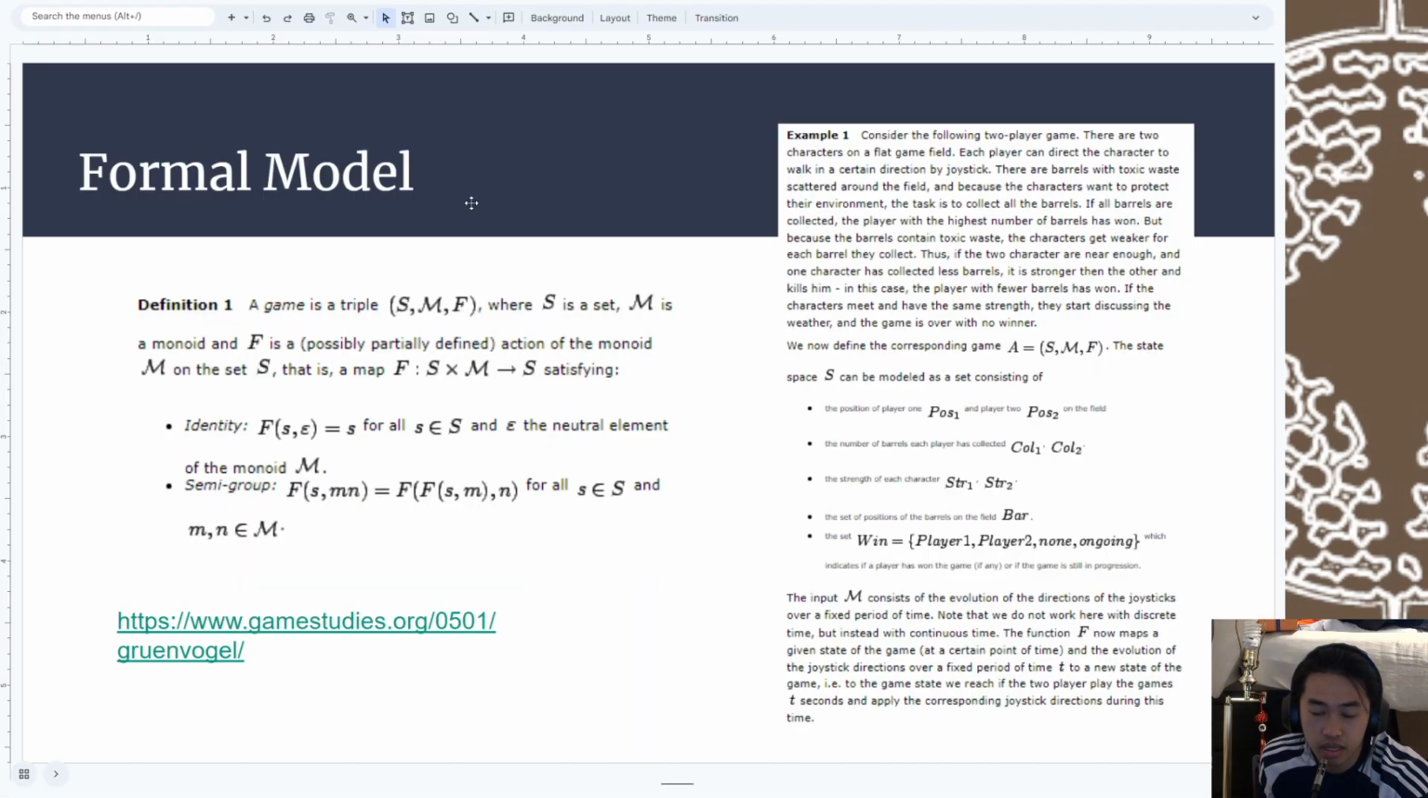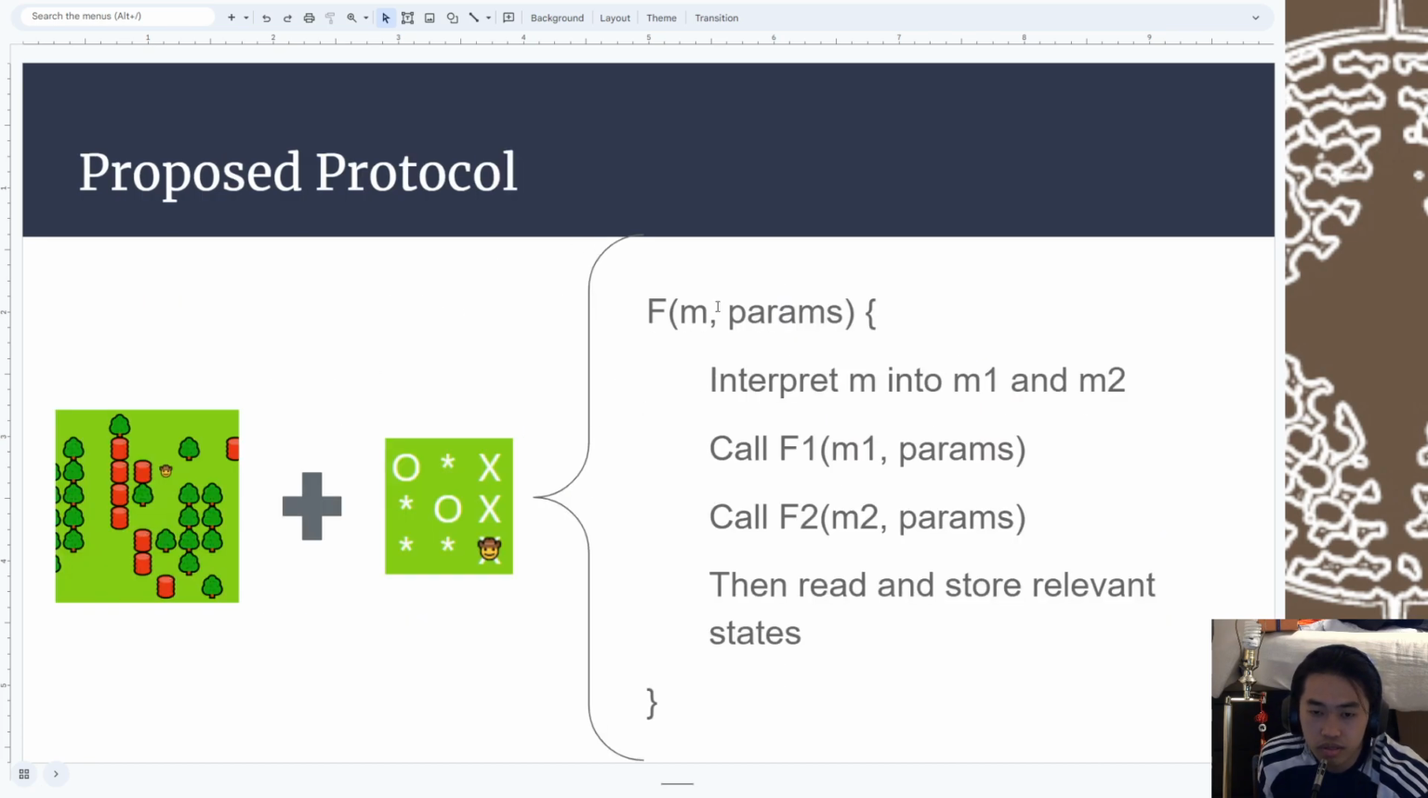So there is the interface model that we are also curious about, and it is motivated by a formal model, and for those of you who might be familiar, it is the state transition F over here. Essentially, we're going to expose a function F and aggregate all the input parameters into M, and once we have that, we can interpret M and break it into the components M1 and M2. Then we can call the component functions for Tic-Tac-Toe and Emojimon, then read the states and store relevant states to the new game.